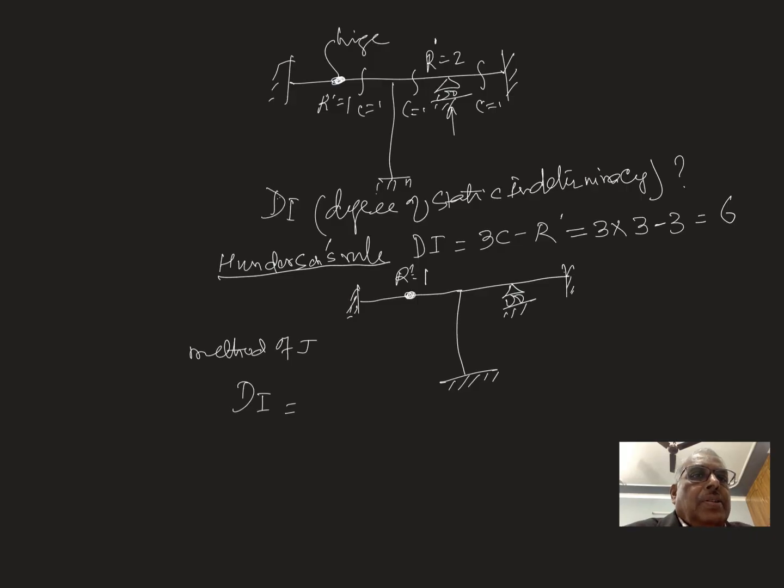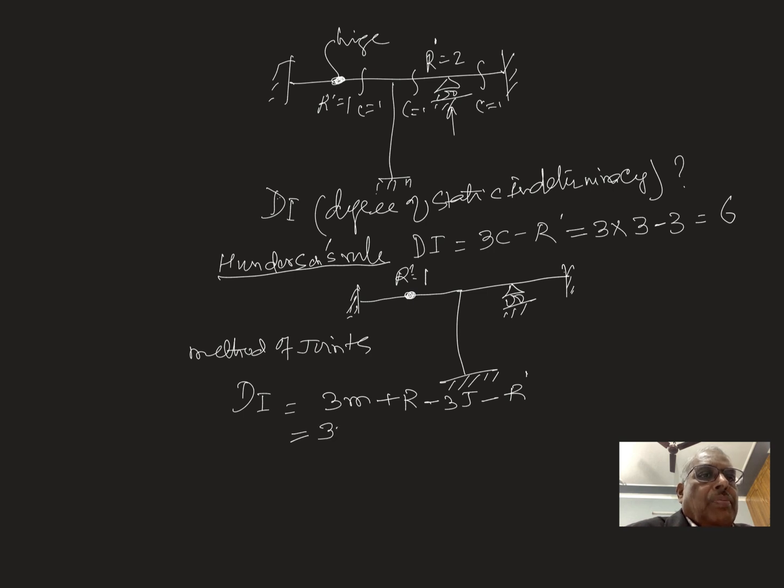Method of joints. What is DI? DI is 3M plus R minus 3J minus R dash. Whatever the restraint to make it rigid, you have to subtract it. So how many members are there? This is 1 member, 2, 3, 4.